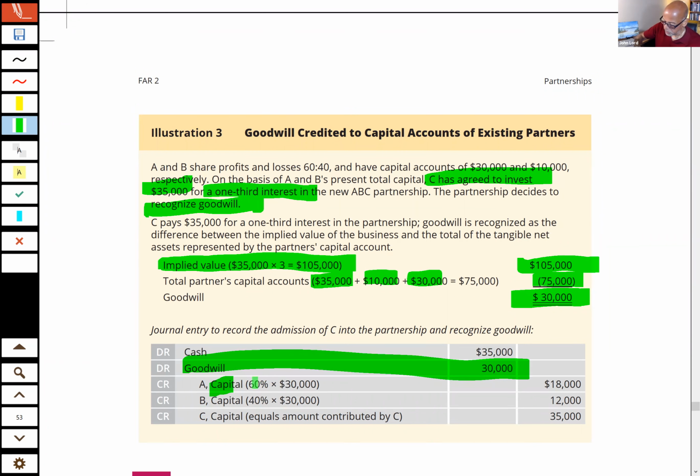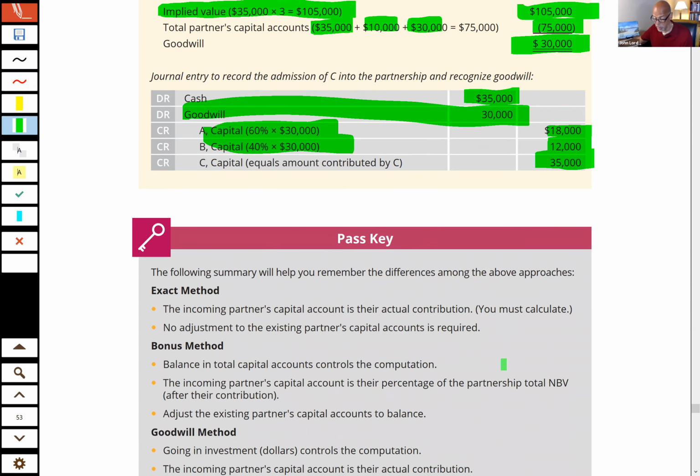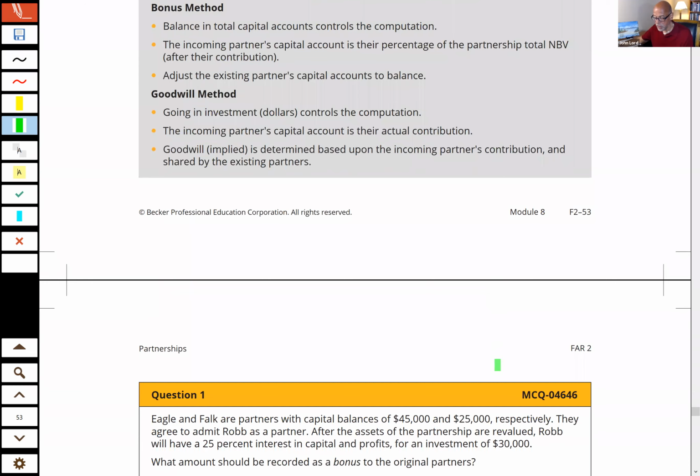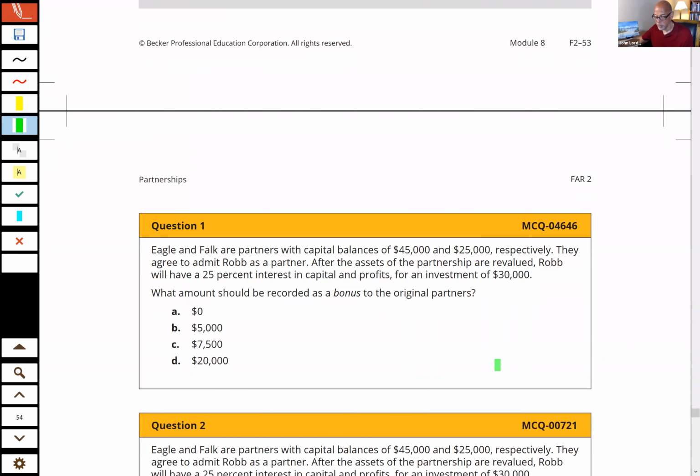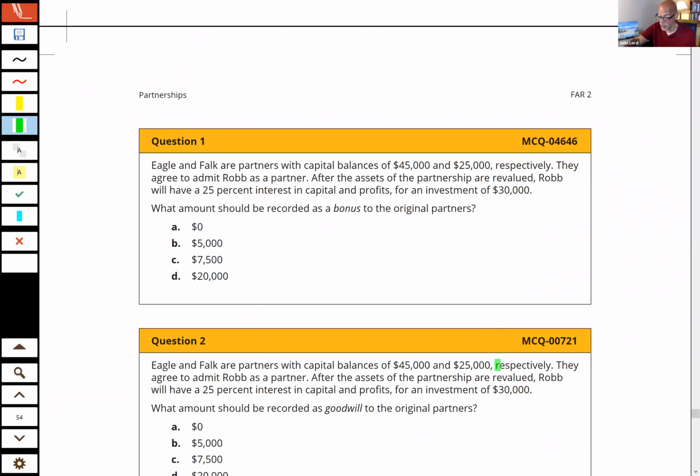Okay, so we go ahead and bring the goodwill onto the books. The presumption here is that A and B are the ones that have generated that goodwill. So 60% goes to A in their profit sharing ratio, 40% goes to B. C gets whatever they contributed, and of course, we have the cash coming in. All right, so the trick is really figuring out what method they want us to use. I don't see that any of these are terribly difficult. And it's not that hard to tell which method to use, particularly when they call out bonus or call out goodwill, which is what you see for these two questions here.